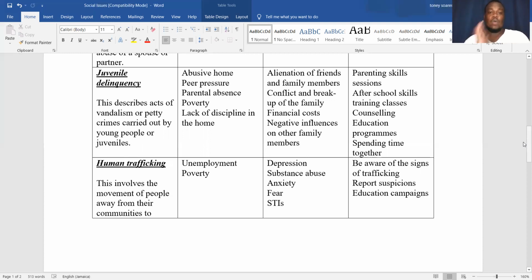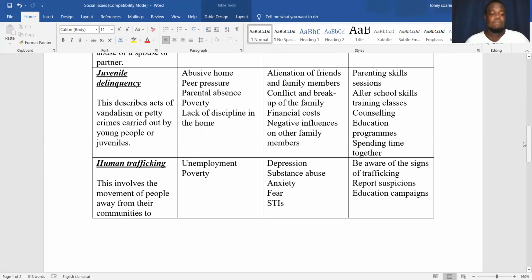Causes: abusive home. So the juvenile just goes out and says, look here, I'm just going to be engaged in some negative social activities. Good. Peer pressure, they're following their friends, right? Because they see their friend doing something, they think it is okay, so they start to do it as well. There's also parental absence, so the child is really on their own, so they do whatever they please.